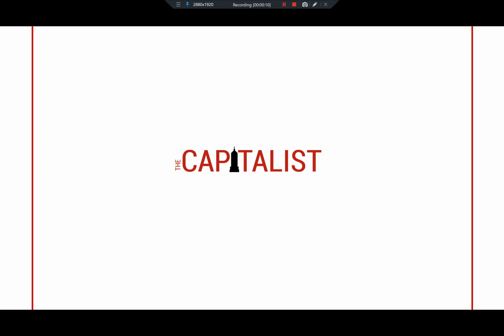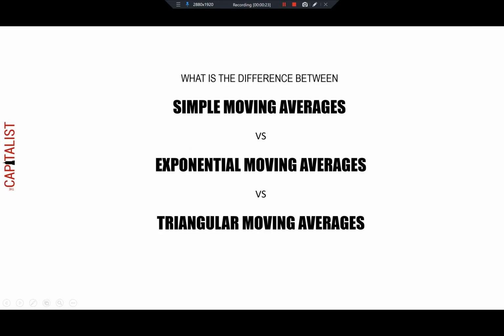Today we're going to be talking about one very interesting thing that most people, when they first start trading, will definitely be asking. The question is, what is actually the key difference between the simple moving average, the exponential moving average, and the triangular moving average?